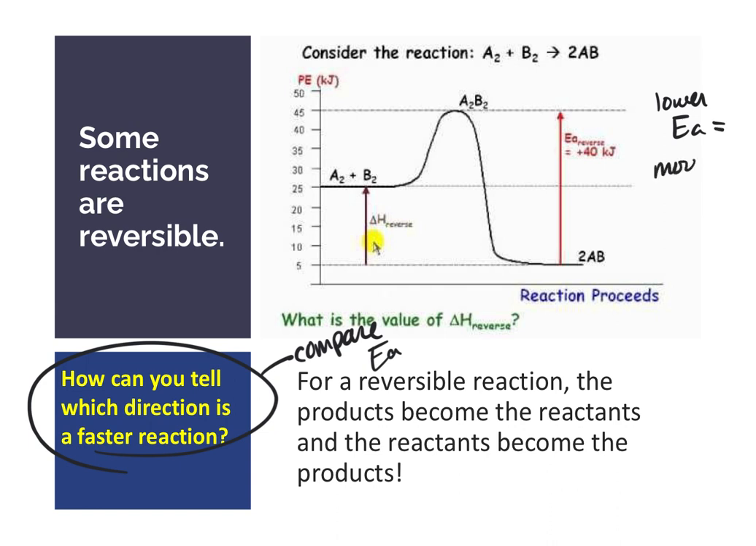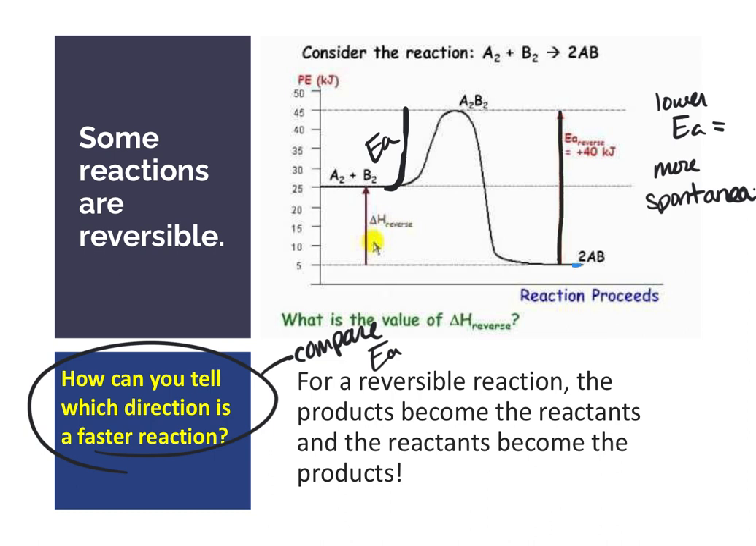So I'm going to write that off to the side. And more spontaneous just means it's going to happen. So think like if something has to have energy to react, it's going to react faster if it needs less energy. Well, if we look at the forward reaction, which is bringing our A2B2 up to here, so this would be our, not delta H, I'm sorry, your activation energy of the forward reaction versus the activation energy of the reverse reaction.